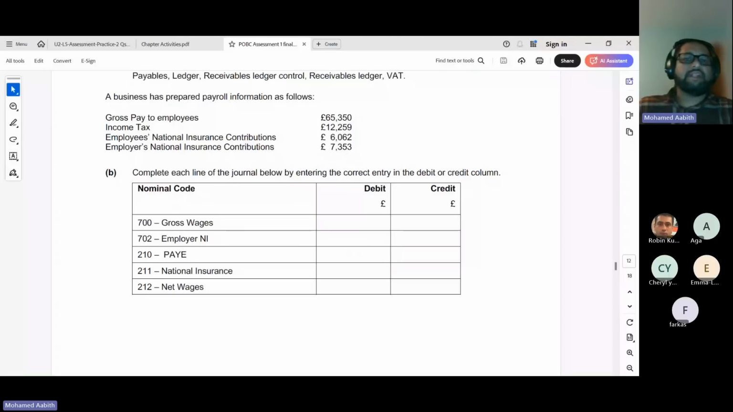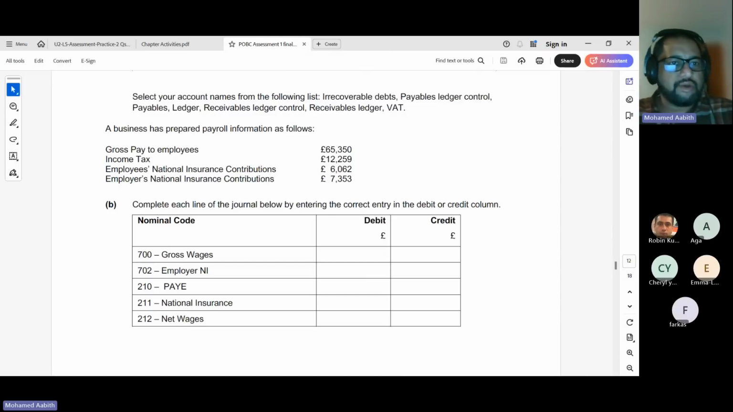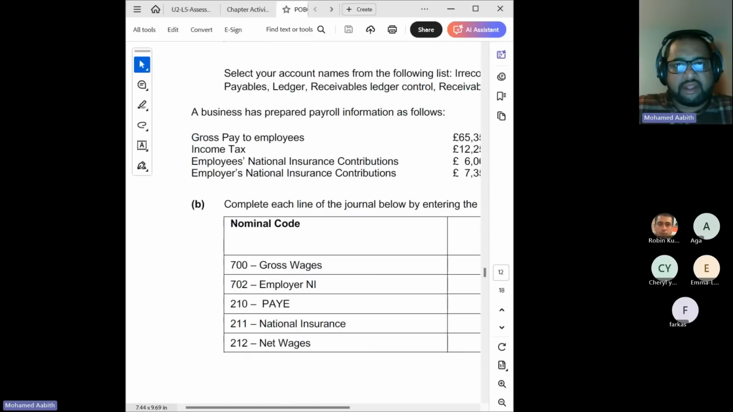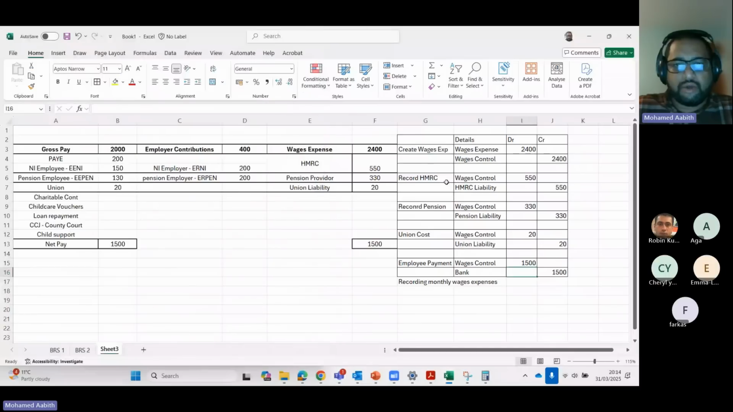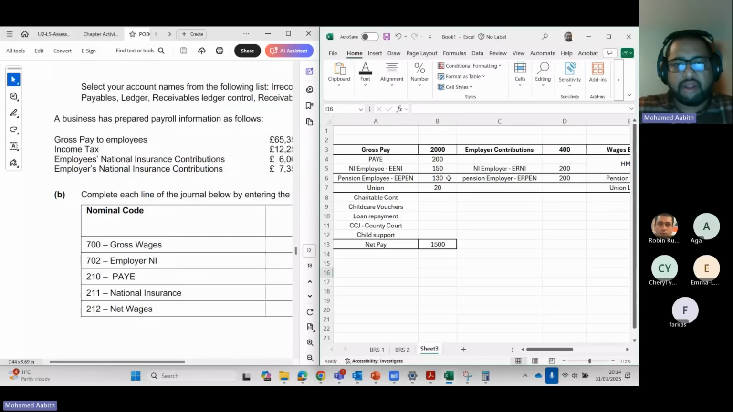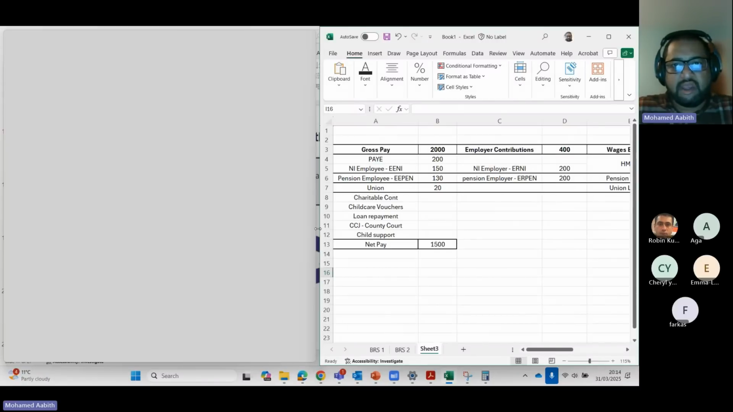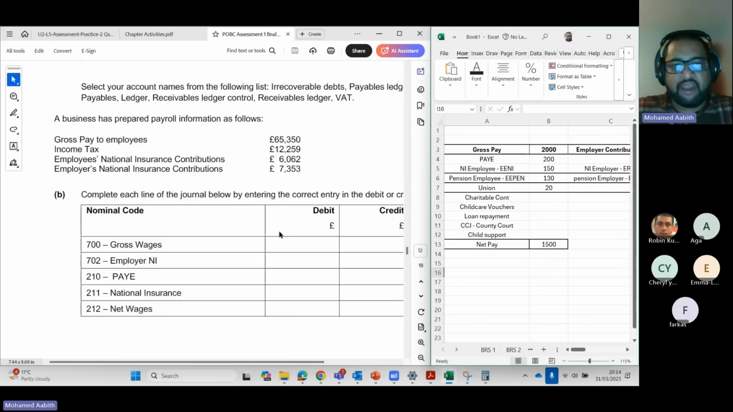Controls, Windows, down. Can you see here? This is an exam style question. You also notice it gives you gross pay to employees, income tax, employee national insurance, employer national insurance. So I'm going to give you an idea to look at this as a desktop. Let me check the screen again. Let's keep that in mind in tandem with what we have here.